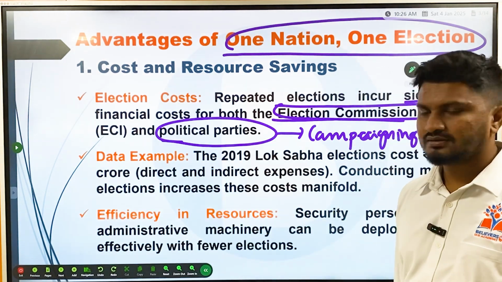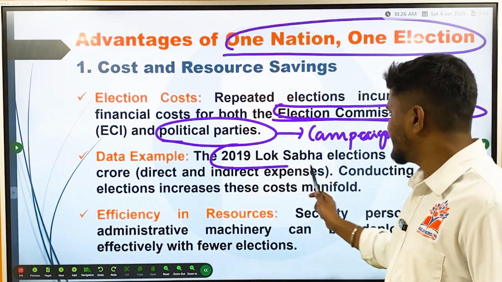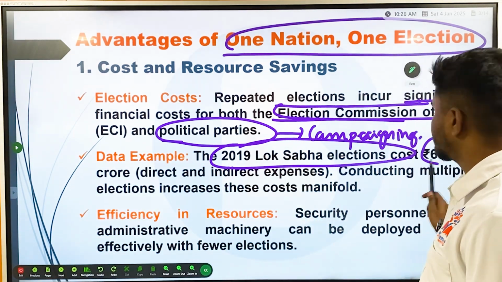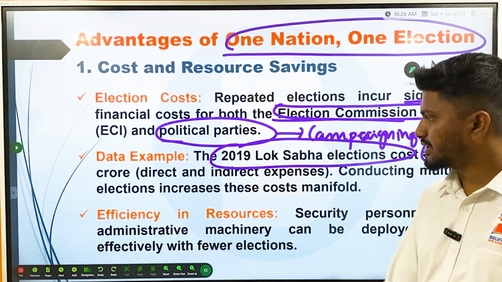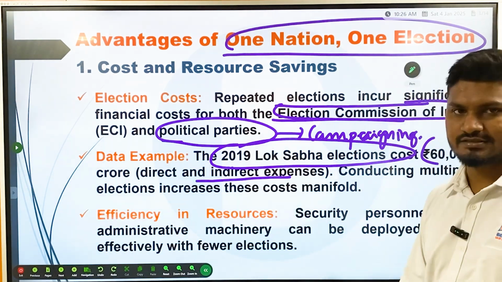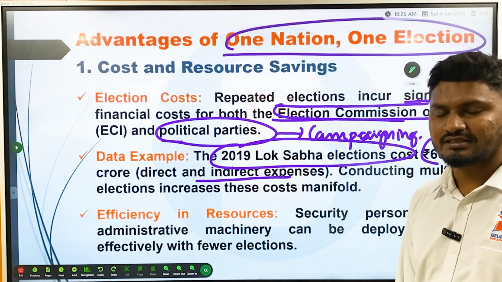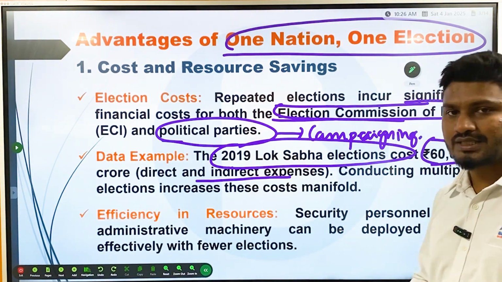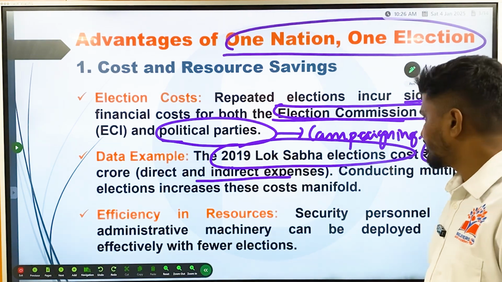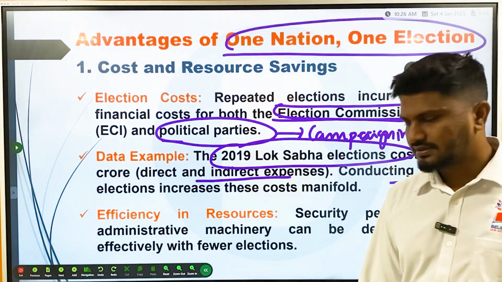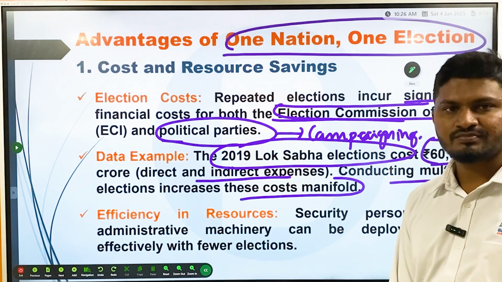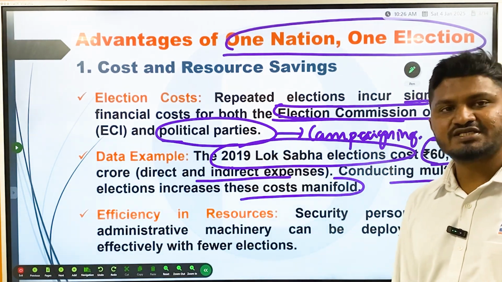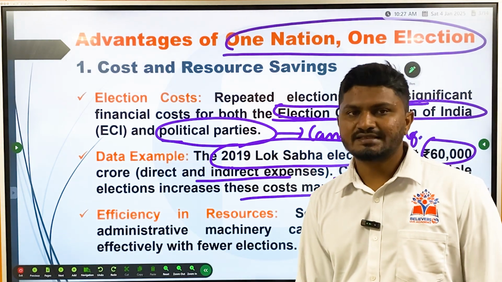For example, in the 2019 Lok Sabha elections, the total cost of election was a whopping 60,000 crore rupees, which includes direct as well as indirect expenses. Just imagine, an election at the Lok Sabha level resulted in a cost of 60,000 crore. So it is not an easy amount. Conducting multiple elections is going to increase this cost manifold. So they say it is going to result in efficient cost use or reduce election cost.